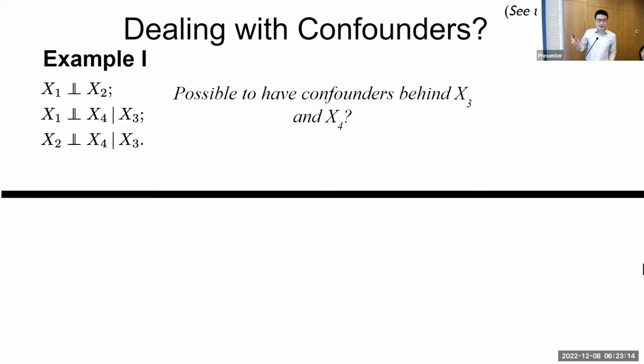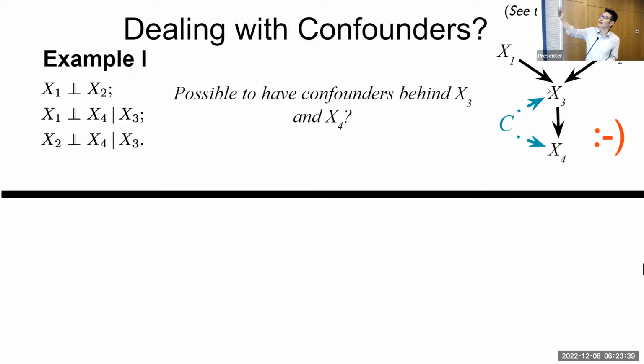Okay, now let me show two examples to illustrate whether it is possible to discover whether there are latent confounders in the system. Very quickly, in the first example, if you apply PC, you get the following: 1, 2 not adjacent, right? 1, 4 not adjacent, 2, 4 not adjacent. We have a V structure, we have orientation propagation, it's good. Now the question is whether it is possible at all for you to have a latent confounder right here.